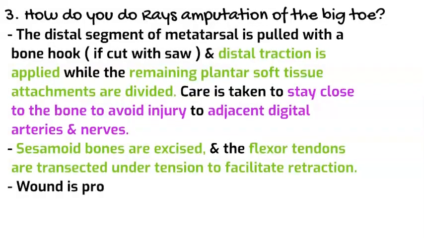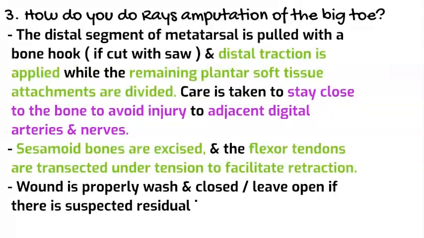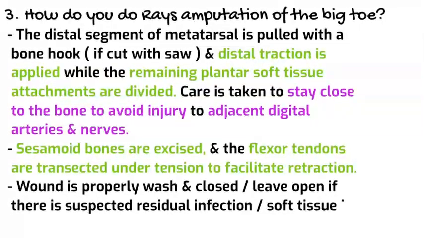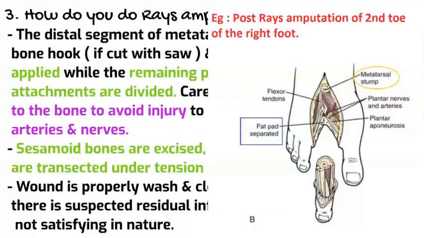The wound is properly washed and closed, or left open if there is a suspected residual infection or the soft tissue is not satisfactory in nature. This figure shows an example of post-ray amputation of the second toe of the right foot. The structures are divided as illustrated and the fat pads are separated.